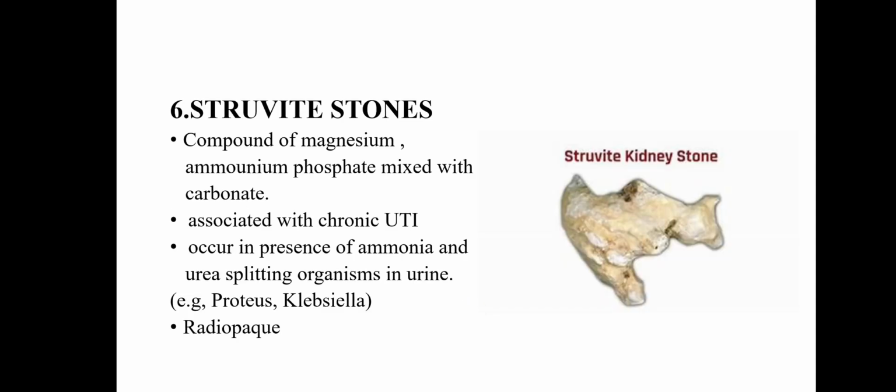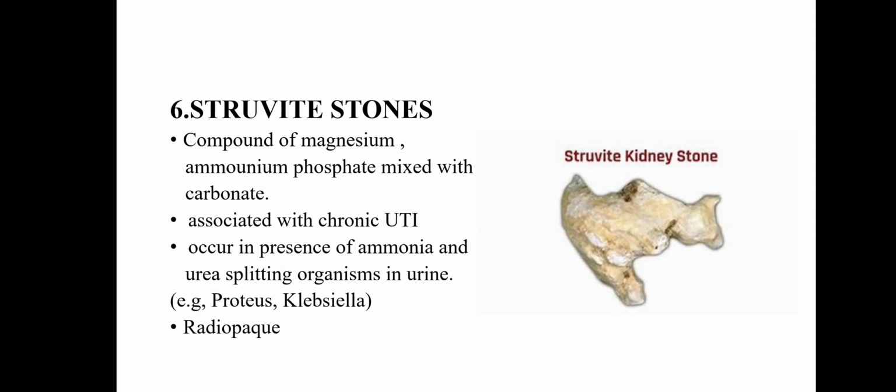Next one is the struvite stones. These are a compound of magnesium, ammonium sulfate, phosphate mixed with carbonate. These especially occur in urinary tract infection because organisms like Proteus and Klebsiella, in the presence of ammonia and urea, split them into ammonium form. Because of that, the shape looks like a struvite kidney stone. It's radio opaque. I hope you got this point.